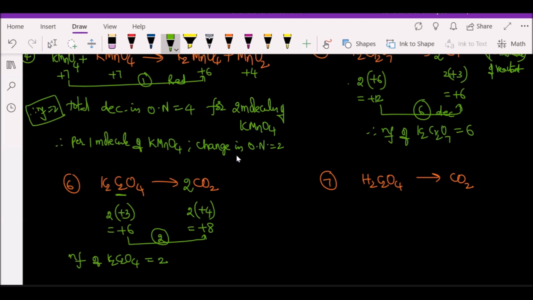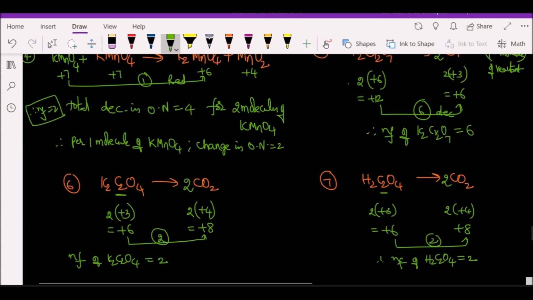Same here. Here carbon is undergoing change. No hydrogen reaction, no oxygen reaction, only carbon is undergoing. 2 carbons, same. 2 times +3 converting to 2 times +4. So +6 converting to +8. So the change in oxidation number is 2. Therefore, the N factor of oxalic acid in redox reactions is 2.